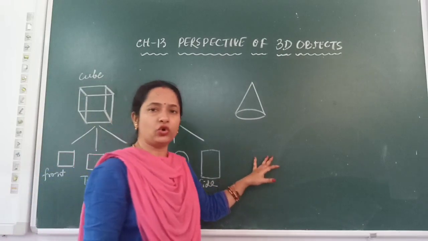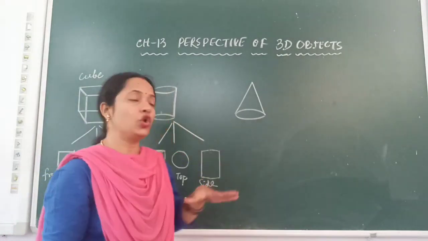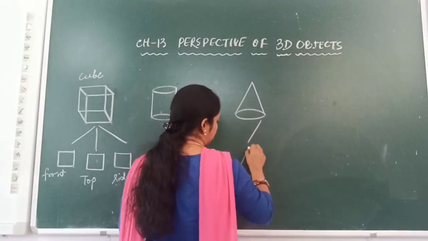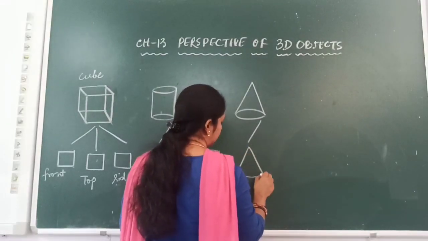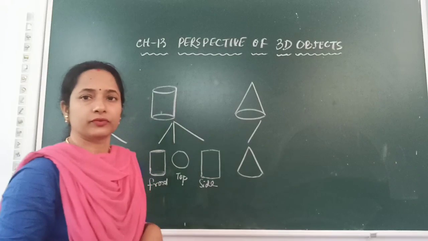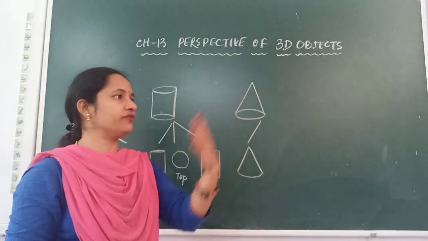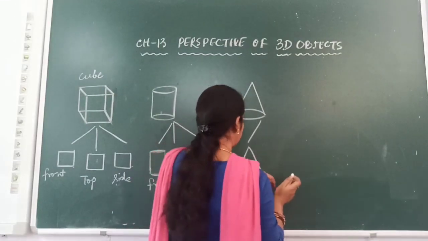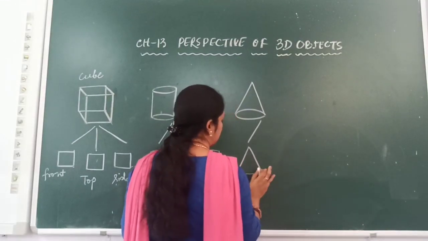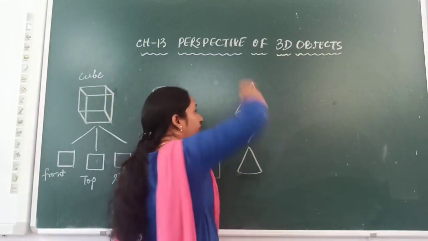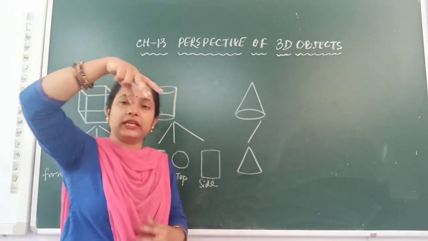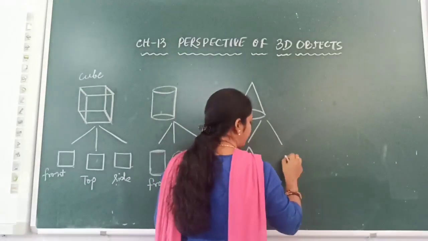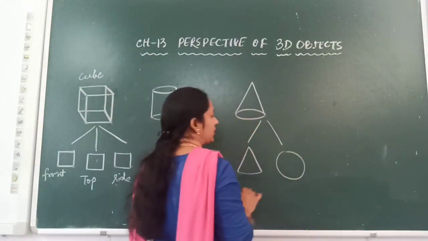Now let us come to the cone. If you will observe a cone from the front, it will look like this. The front view will look like this, isn't it? Okay, slightly curved here, very slightly curved. And from the top, if you will take a cone and try to see from the top, the view will be only a circular view.